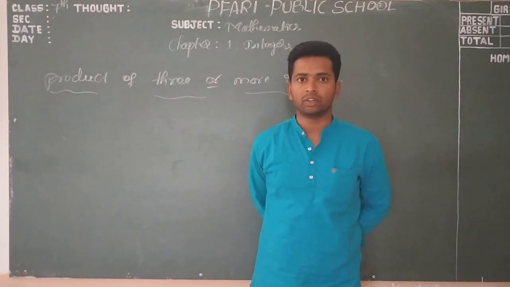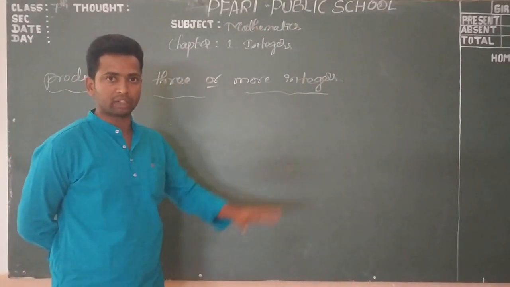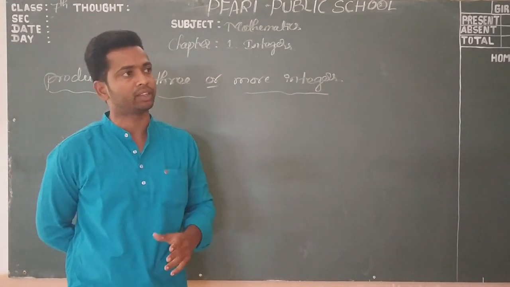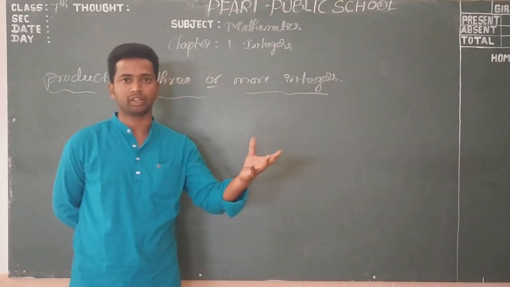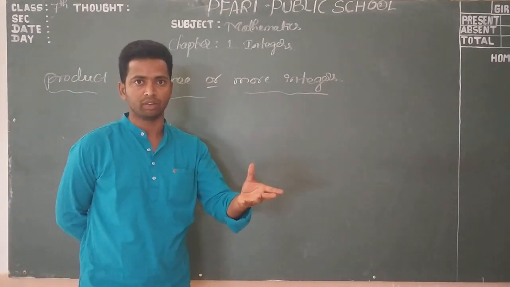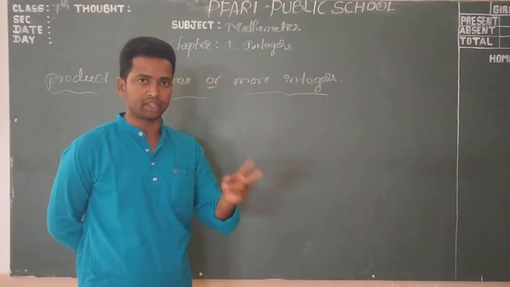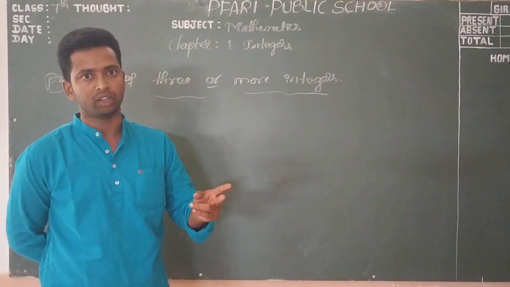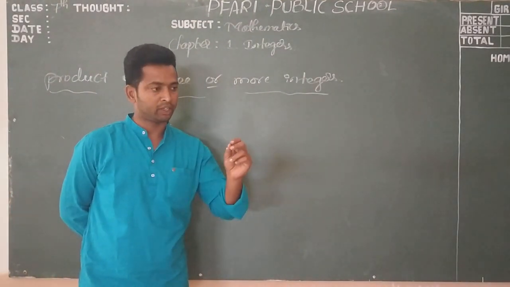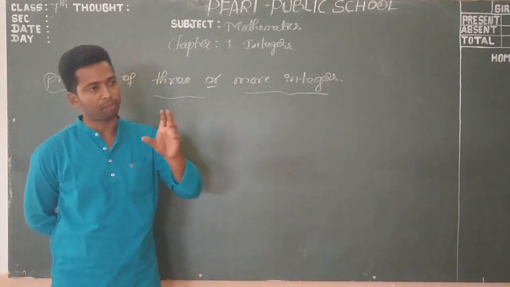Good morning, students. We have learned in the earlier class about the product of two integers. What would be the product when we take a positive integer and a positive integer? What would be the product when we take a negative integer and a negative integer? We know that when we take two positive integers or two negative integers, after taking their product, we place the positive sign before writing their product.